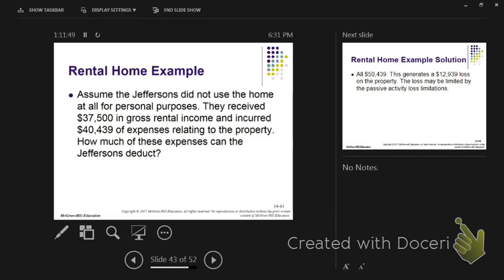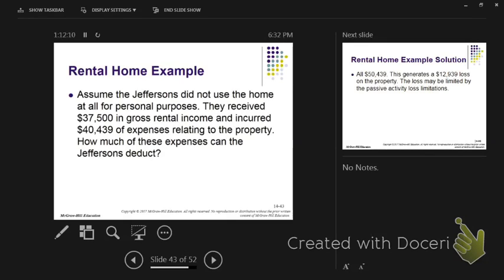All right, so the Jeffersons did not use the home at all for personal use. They received $37,500 of gross income and incurred $4,439 of expenses related to the property. How much of those expenses can they deduct?